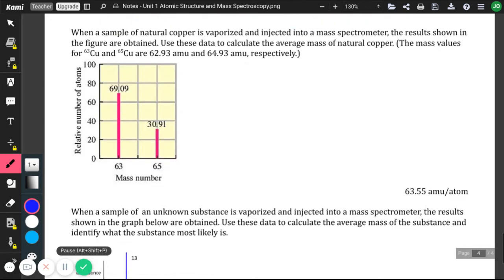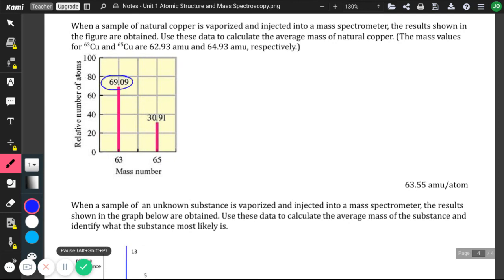Well, first off, one thing that we can note is that these two are going to add up to 100. If they don't add up to 100, then you need to go back to that percent abundance and make sure you're double checking how to do that: part over whole times 100. So these add up to 100%. Just makes things a little bit easier.